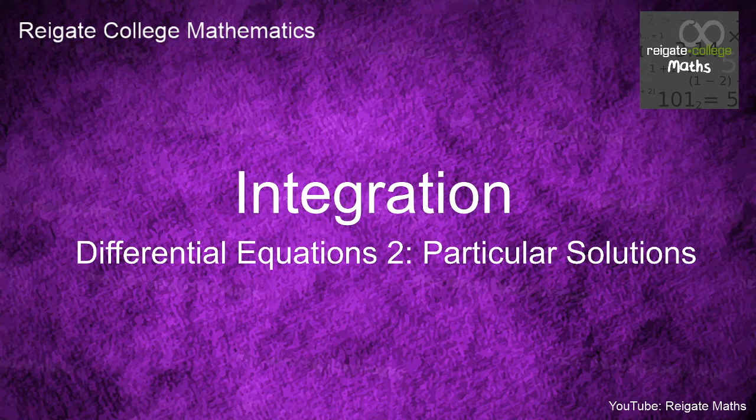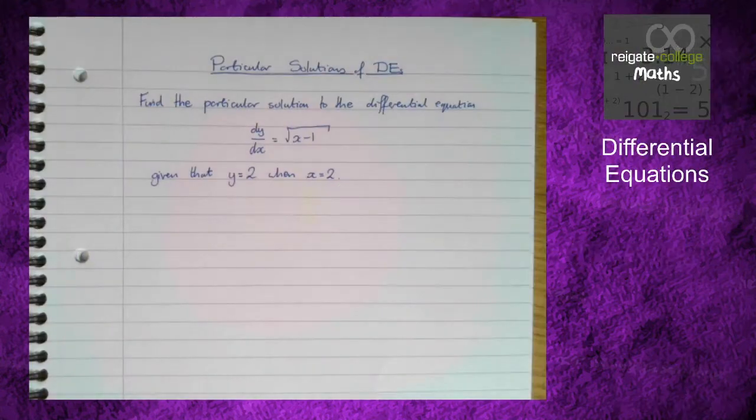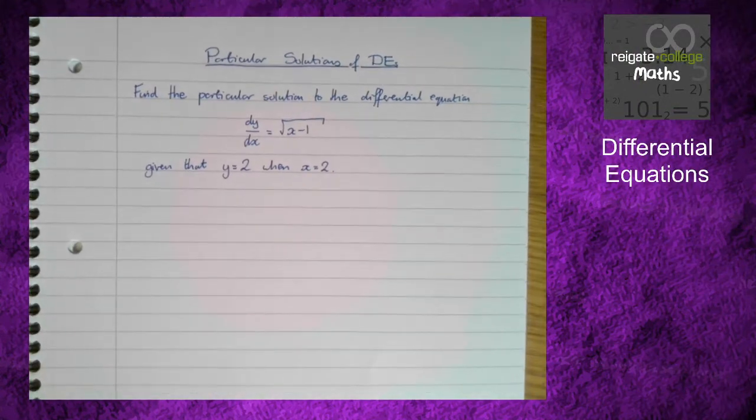So let's jump straight into an example, something like this. Find the particular solution to this differential equation given that y equals 2 when x is 2. So you can immediately see that with this differential equation we do not need to do separation of variables because it's already in the form dy by dx equals a thing.